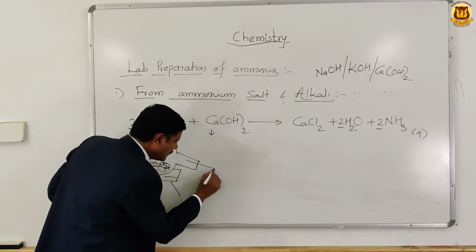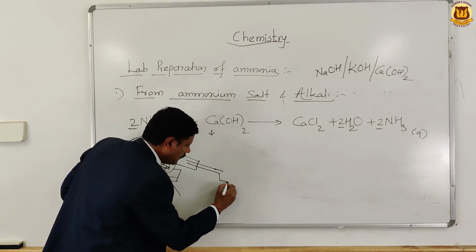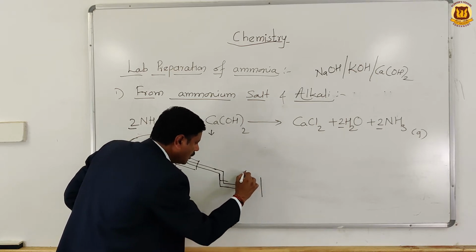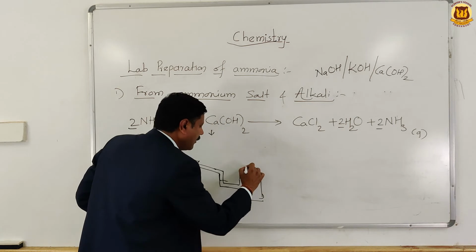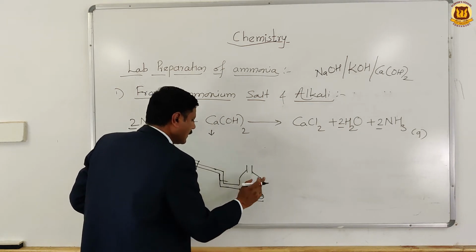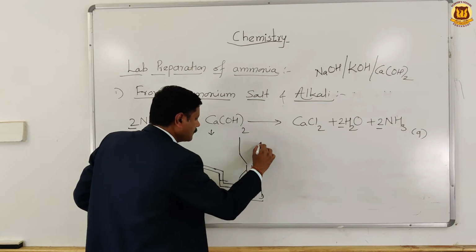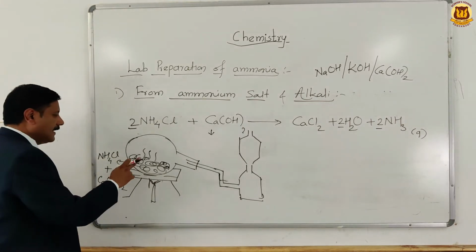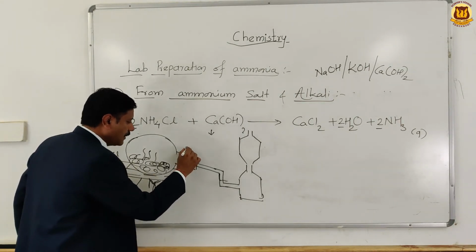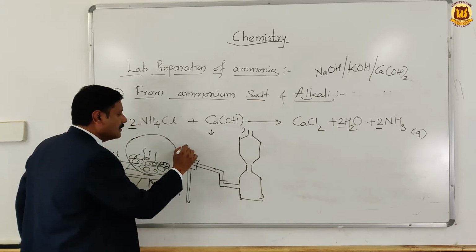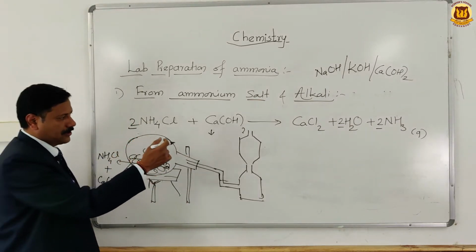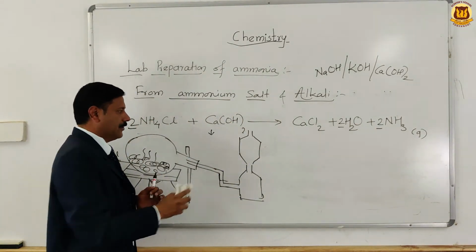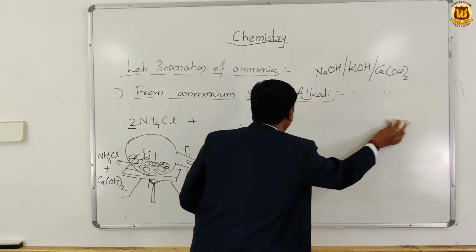Now this ammonia gas should not trickle back. The round bottom flask is placed slightly tilted. Why is this round bottom flask placed slightly tilted? So that water vapors should not trickle back, which may crack the glass apparatus.